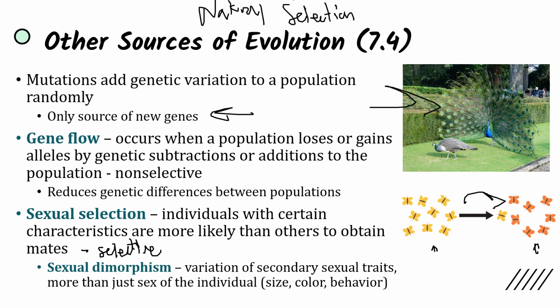So if we look over here at the peacock and peahen, the peacock that's able to strut its feathers the largest, that looks the most attractive to the peahen, is the one that is going to be able to find a mate and survive and reproduce.